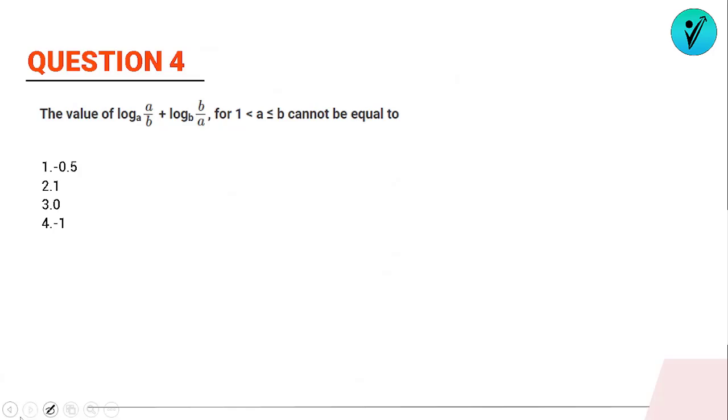Moving on to the next question, question number 4. Now this is from the chapter of logarithm. You'll say sir this is from the chapter of logarithm, but actually the same concept we will be using here also. Arithmetic mean is equal to or greater than geometric mean.